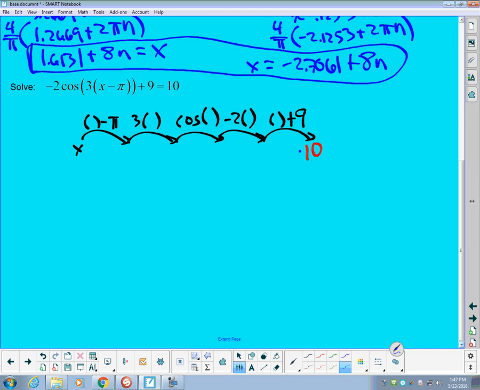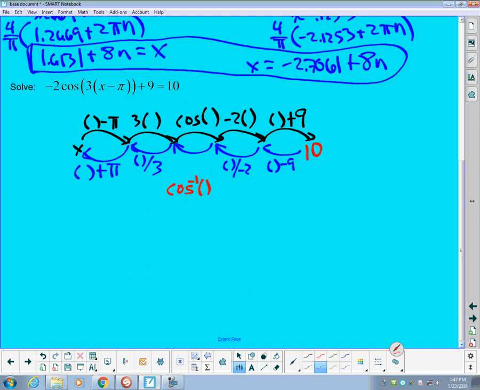My arrows coming back then are going to be subtracting 9 and dividing by -2. There's my reverse of the cosine. I'll come back and fill that in a little bit, and divide by 3, and then add pi. Okay. And again, my inverse cosine from my parent function note says it's going to be the inverse cosine plus 2 pi n. And I also have to have the negative of the inverse cosine plus 2 pi n.